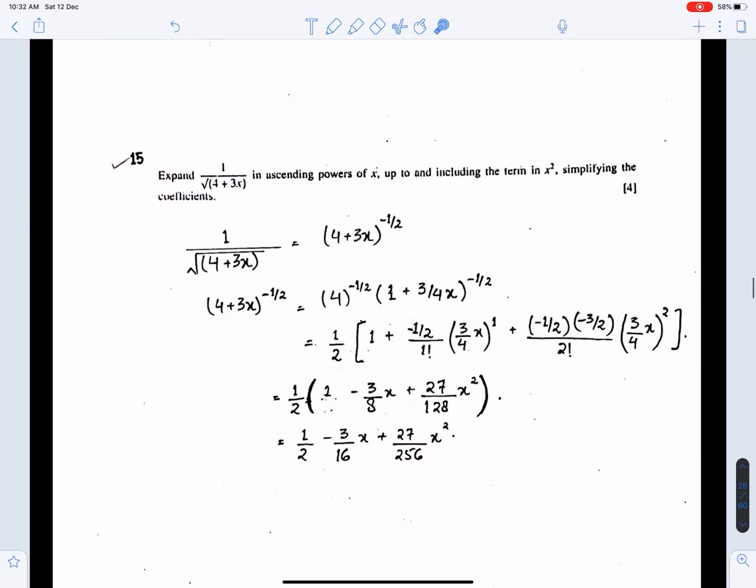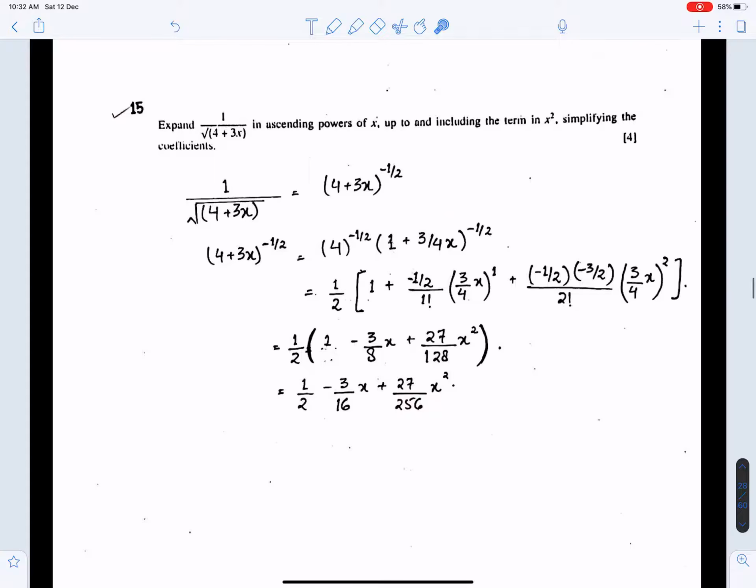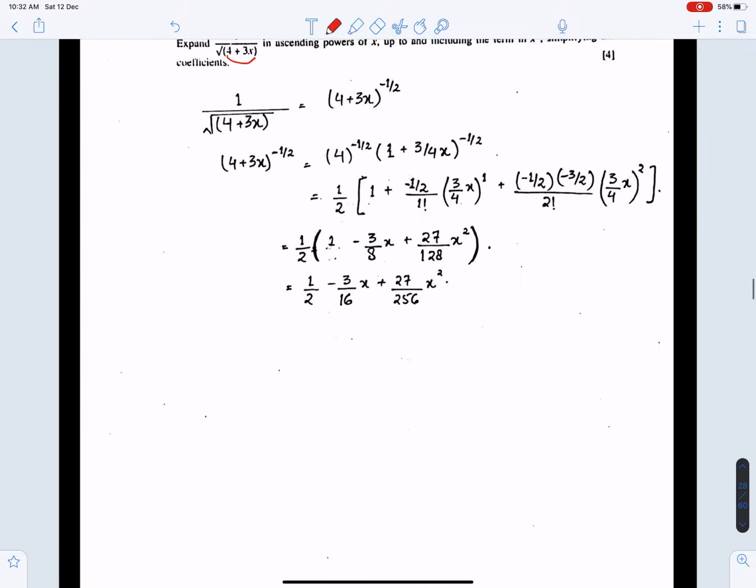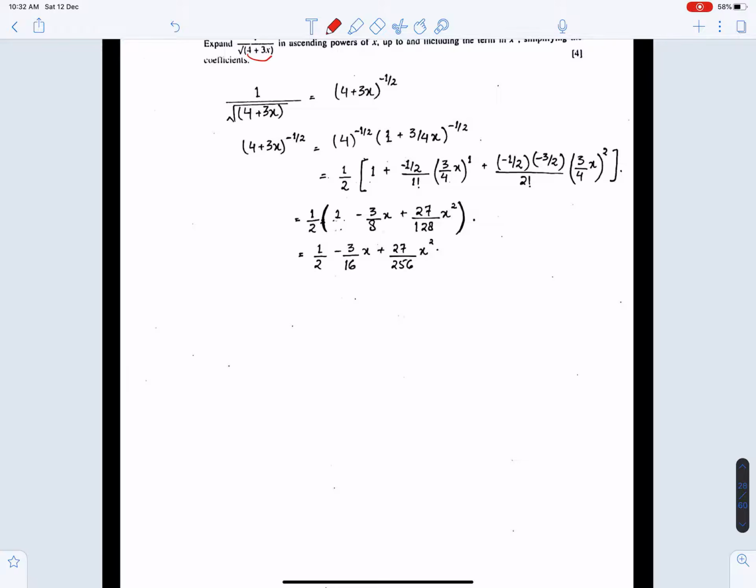The next question is 15. This is a very good question. Here you have to take this 4 common, because you have to make the first term 1. So when you will take this 4 common, this is a complicated way of taking common. I avoid this way. Let me show you how to take common in an easier way.